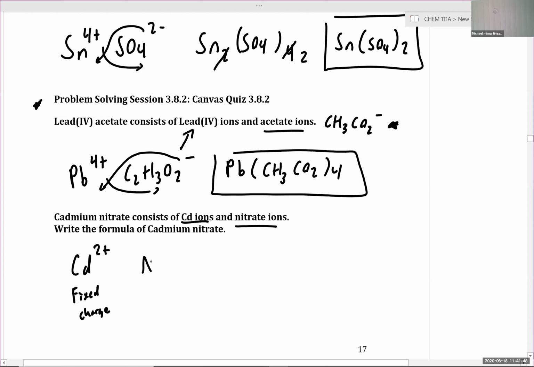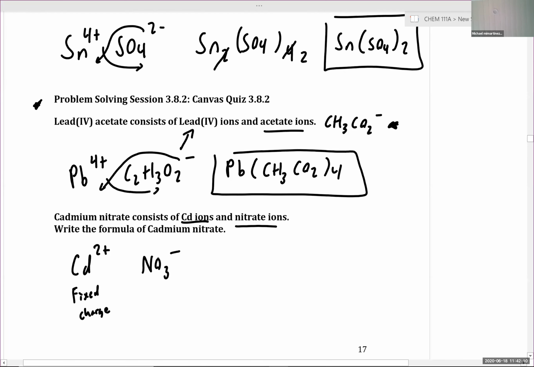Yep, so it's NO3 minus. To answer the question in the chat, aluminum is not a transition metal. It's a main group metal. Cadmium is considered a transition metal, and because it's a fixed charge transition metal, we have defined rules for predicting its charge.